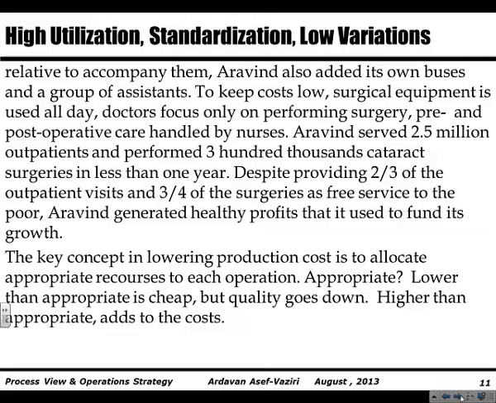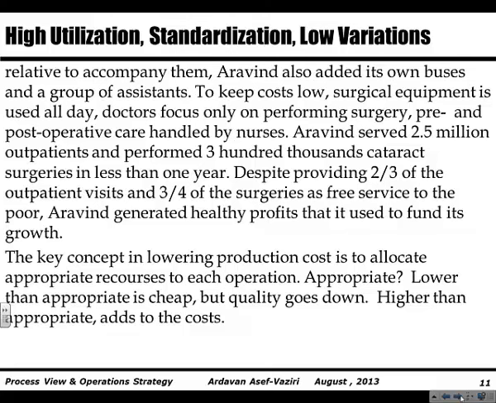The key concept in lowering production cost is to allocate appropriate resources to each operation. Appropriate means not lower than what is needed, not higher than what is needed. Higher than what is needed increases the cost, lower than what is needed reduces the quality. Then we need to reduce variability in quality, reduce variability in arrival of patients, reduce variability in operations. Those are all other elements of low cost.